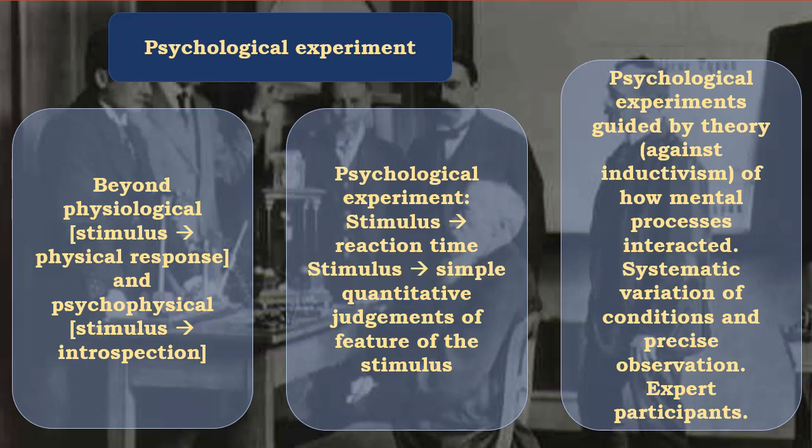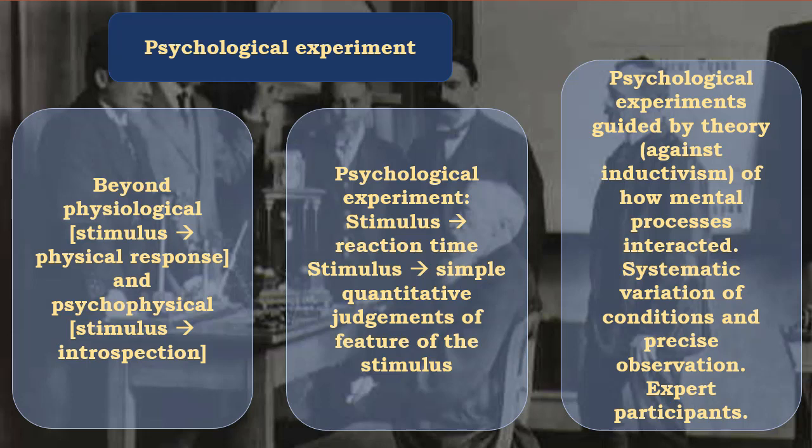But the most important difference is that a psychological experiment was guided by theory. So he was against inductivism. And that theory was a psychological theory that Wundt had about psychological causality and how mental processes interacted. So in order to test those theories, there were two elements that were important: systematic variation of conditions and precise observation.